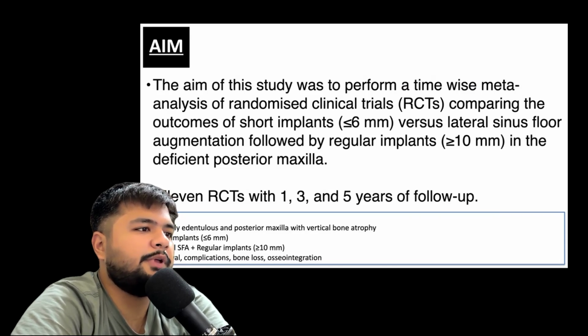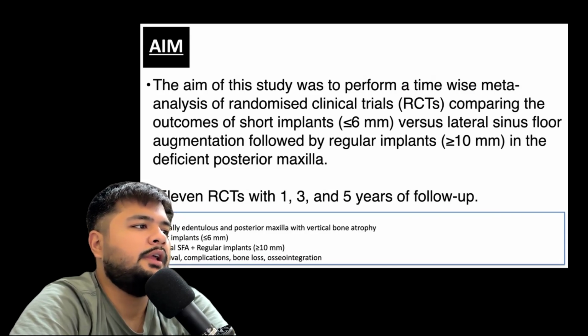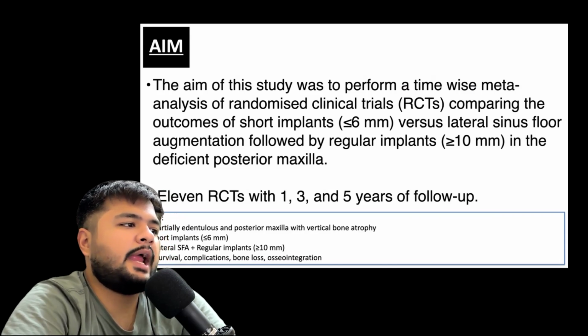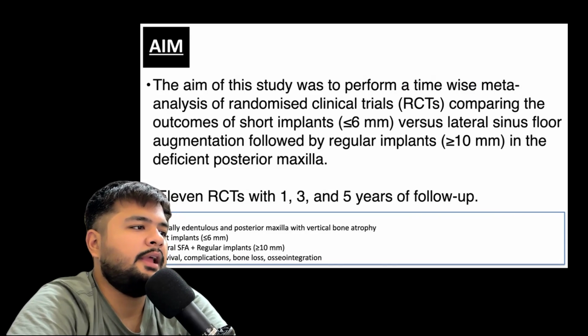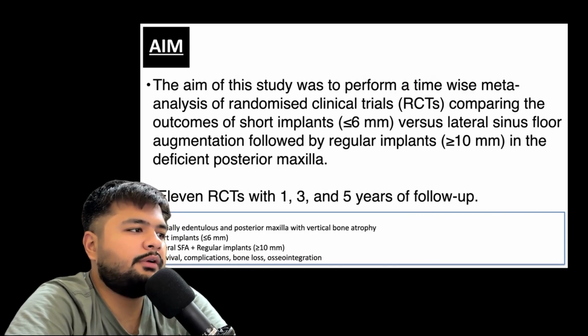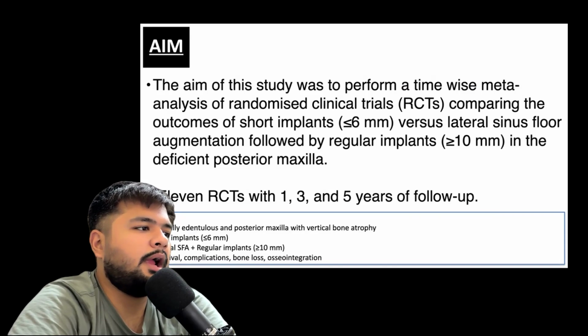Then the PICO criteria: the population was partially edentulous with posterior maxilla and vertical bone atrophy. The intervention was short implants of less than or equal to 6 mm. The comparison was lateral SFA plus regular implants of more than or equal to 10 mm. The outcomes included survival, complications, bone loss and osseointegration.